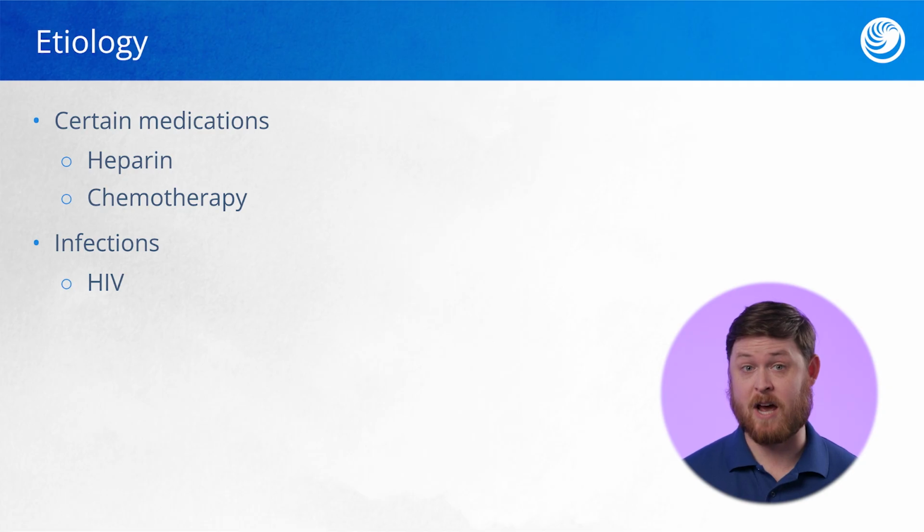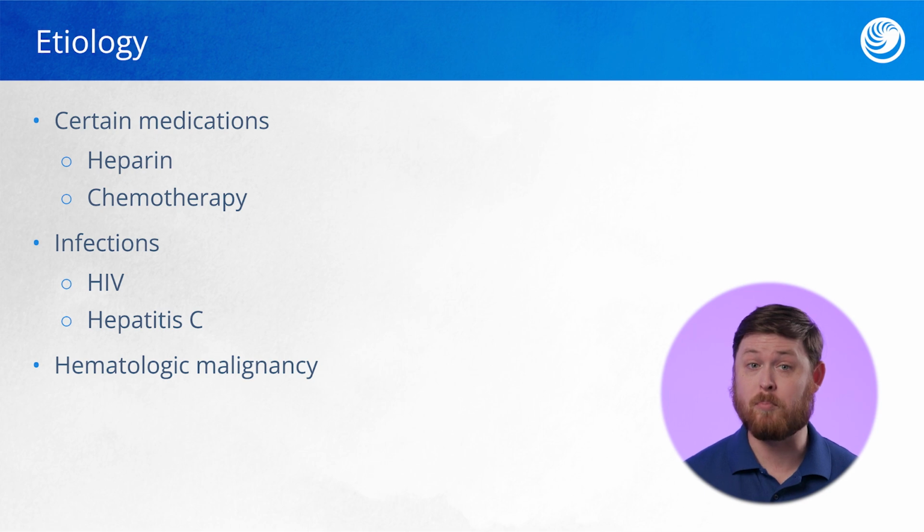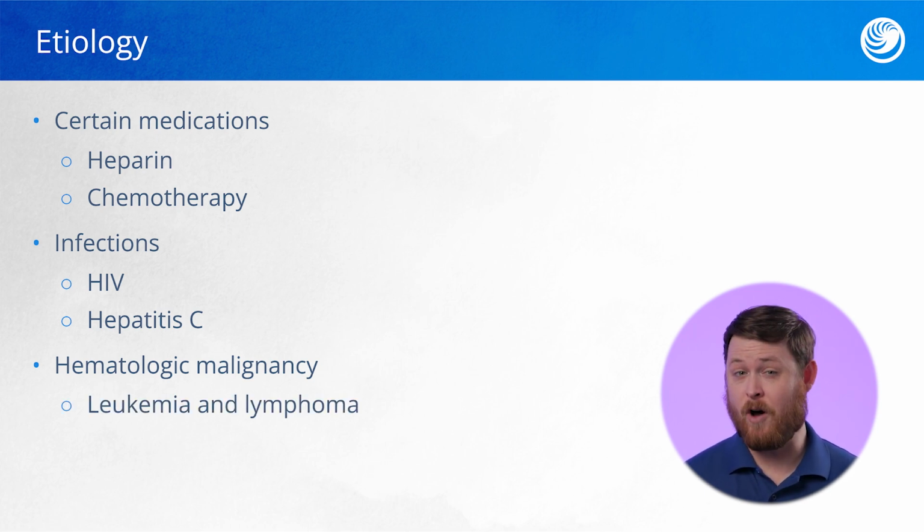Infections, such as HIV and hepatitis C, can lead to stimulation of the immune system and creation of autoantibodies against platelets. This leads to platelet destruction. Thrombocytopenia can be caused by hematologic or blood-based cancers. The growth of certain leukemias and lymphomas within the bone marrow can prevent production of normal platelets.